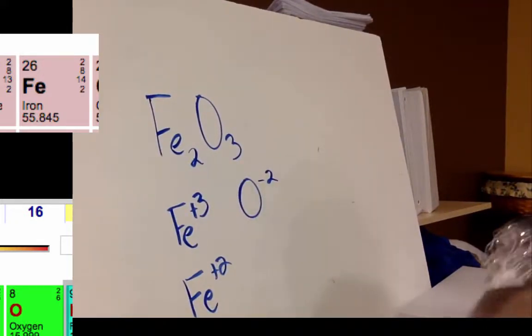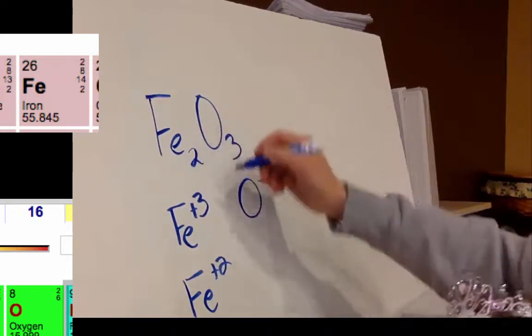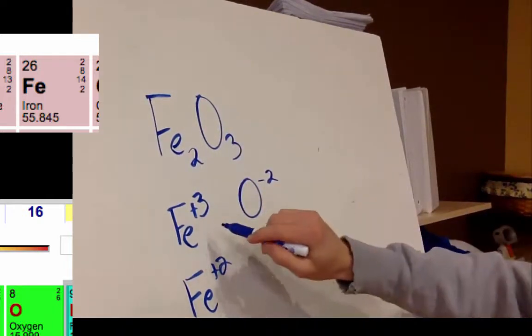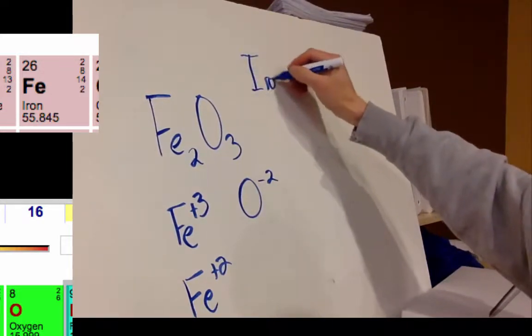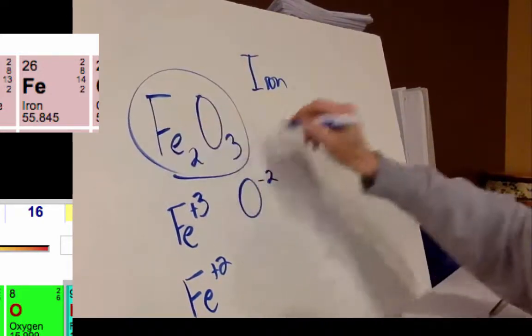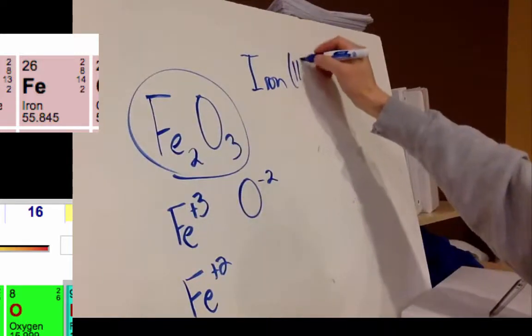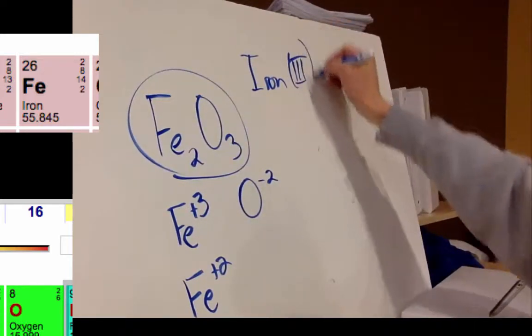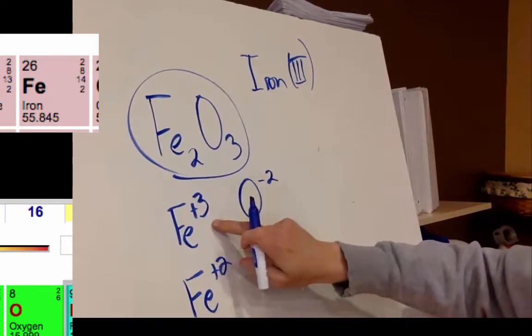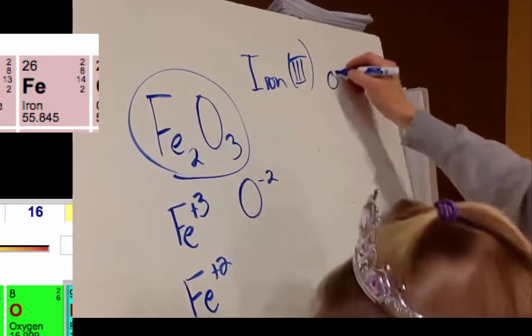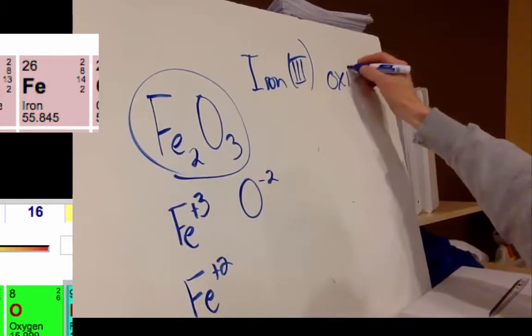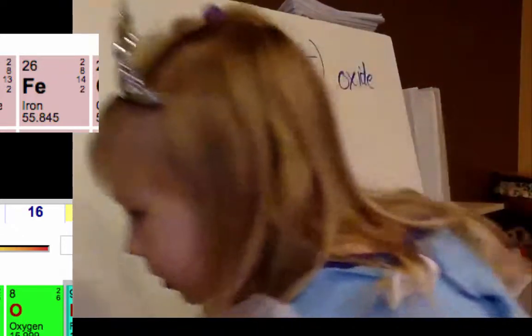So we want to know which iron we're talking about. In this case, since you figured out that it is a +3 charge, what we would call this one is iron 3, in Roman numerals, because it has that +3 charge. Iron 3, and then we still do that same thing that we've always done. Ox, drop the ending, add IDE, oxide, okay?